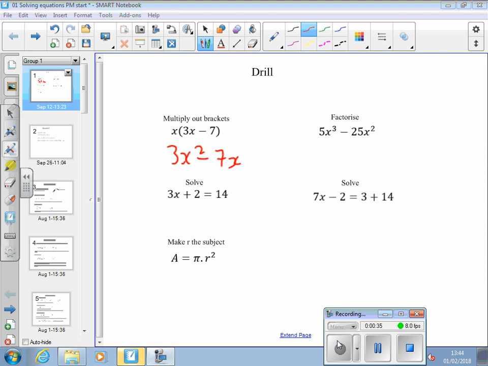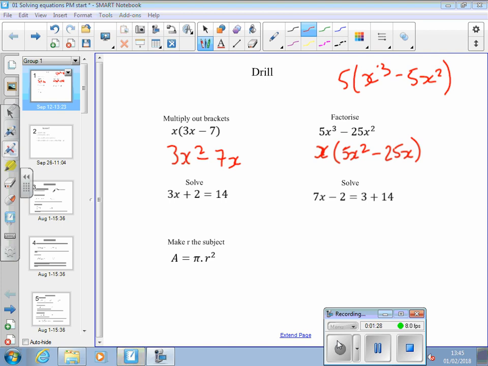No problem at all. Right, factorise 5x cubed minus 25x squared. x bracket 5x squared... You can do 5 bracket, yeah. That is also correct. Daniel, you've got something else to say?